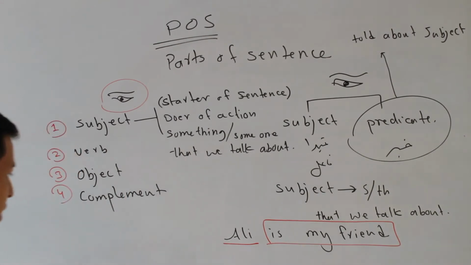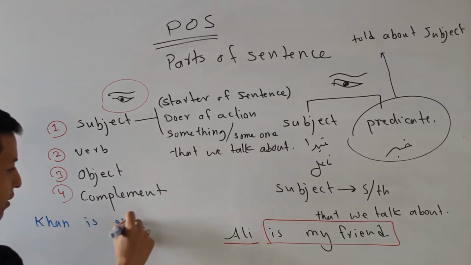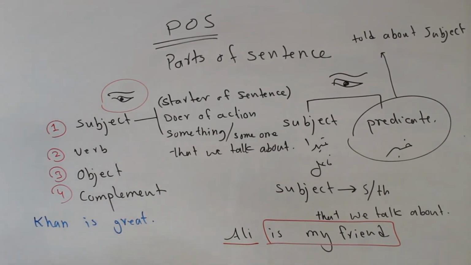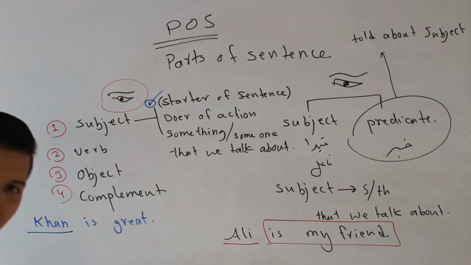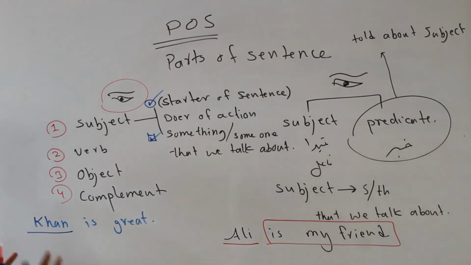Let's see the example. For example, in here I say Mr. Khan is great. In here you see that Khan is used at the beginning of the sentence. So it is the start of the sentence. One criteria. Another criteria, we say that it should be doer of an action. And here it's not the doer of an action, but it is someone that we talk about. So in here, who are we talking about? We are talking about Khan. So if we have at least two of these criteria, that is the subject.